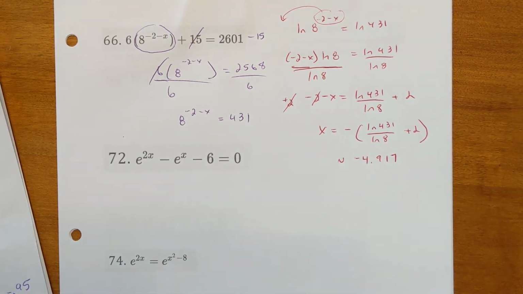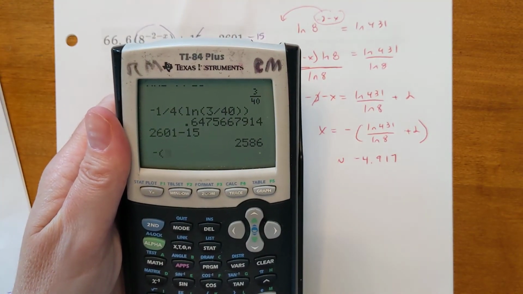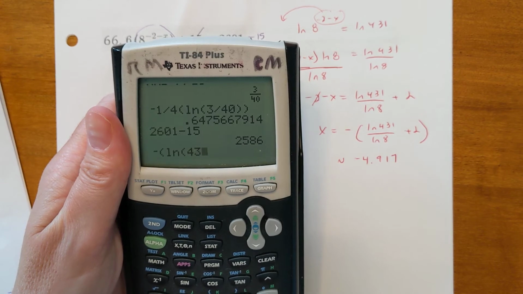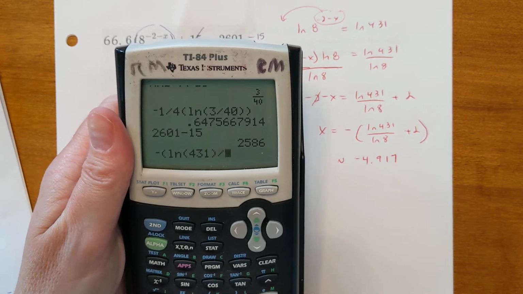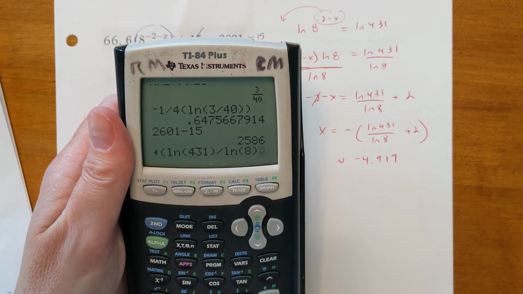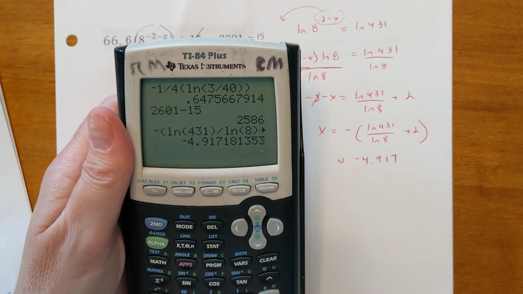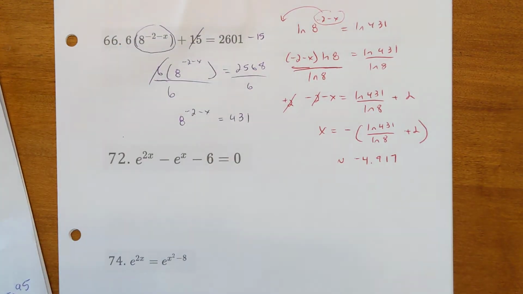So I'll put it in the calculator for you real quick here. Negative, parenthesis, natural log of 431 divided by the natural log of 8, and then plus 2. So negative 4.917. All right, next one's really fun.